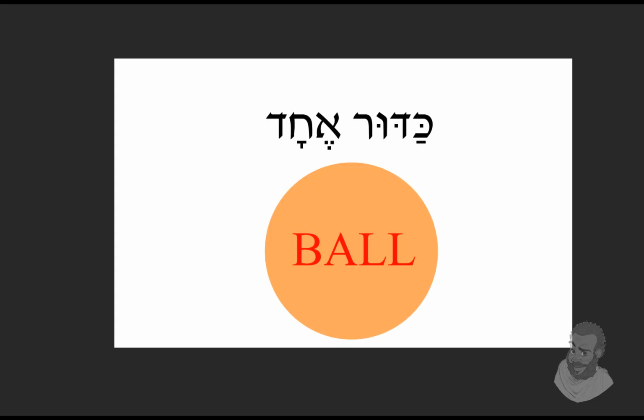In this video, we'll be counting masculine objects or masculine nouns. The first object we have here is kadur. Kadur in Hebrew means ball. Kadur ehad. One ball.